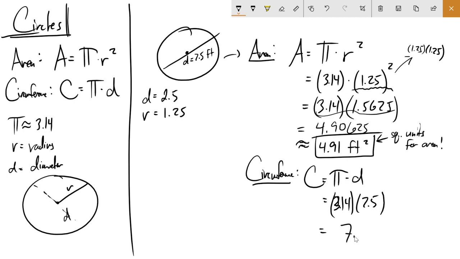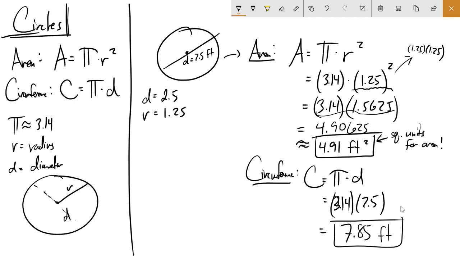7.85. And then what's the units here? Just feet. Circumference is a perimeter. It's a distance. And so the units on a distance are just the units. So you only have to worry about feet squared if you're talking about area.